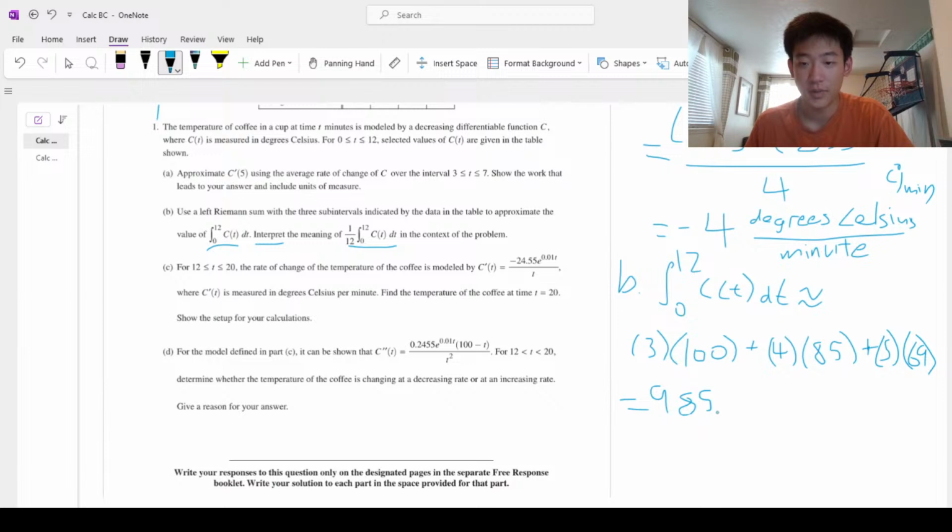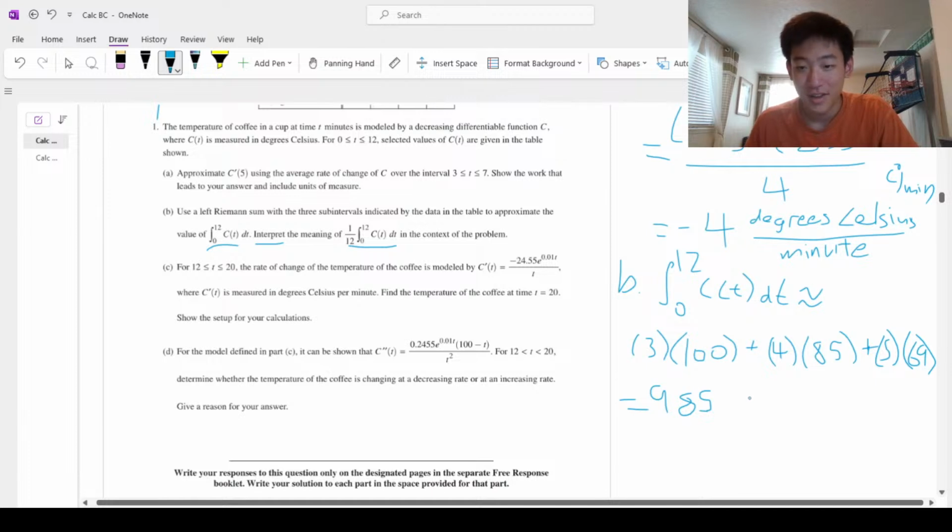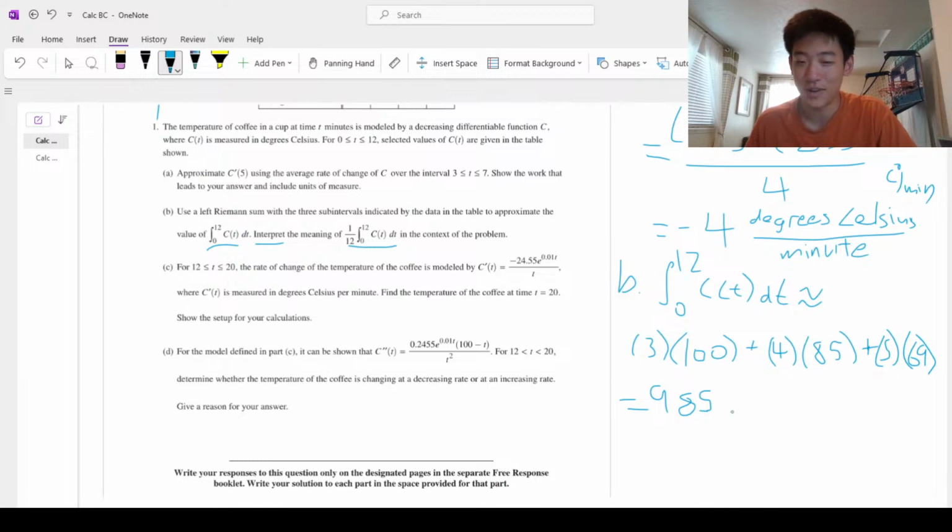And you'll probably want to put some sort of units. What even would be the units? Degrees Celsius times minutes. Yeah, okay. You can put units or not units. It didn't ask for it, but it's safer to put units, and that would be basically degrees Celsius times minutes.